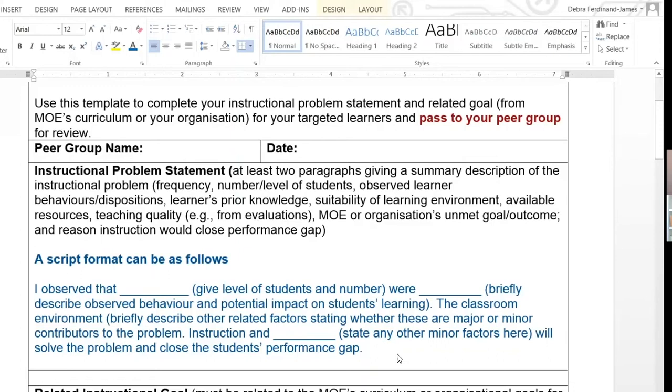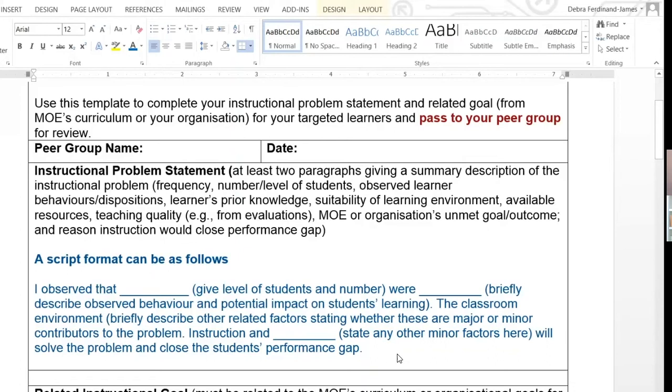So I observed that and I put a dash and then in brackets I said you have to give the level of students and the number. So sometimes what I would get previously is just that students were, and they would not give me the level. And of course, if you're doing a lesson plan, you have to know the level of the students you're targeting so that you are not teaching above or below that level, but at that level, and so on.